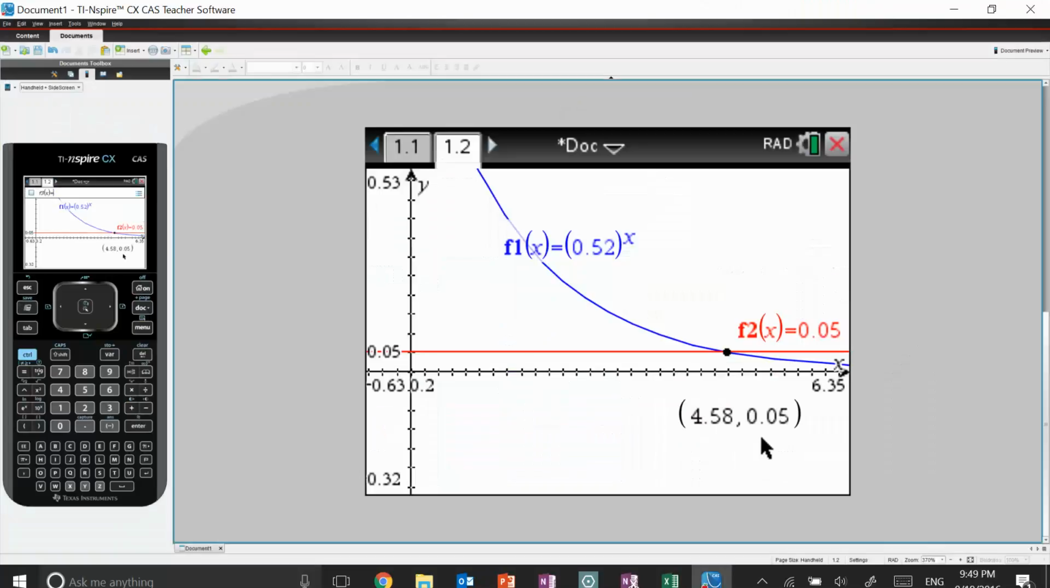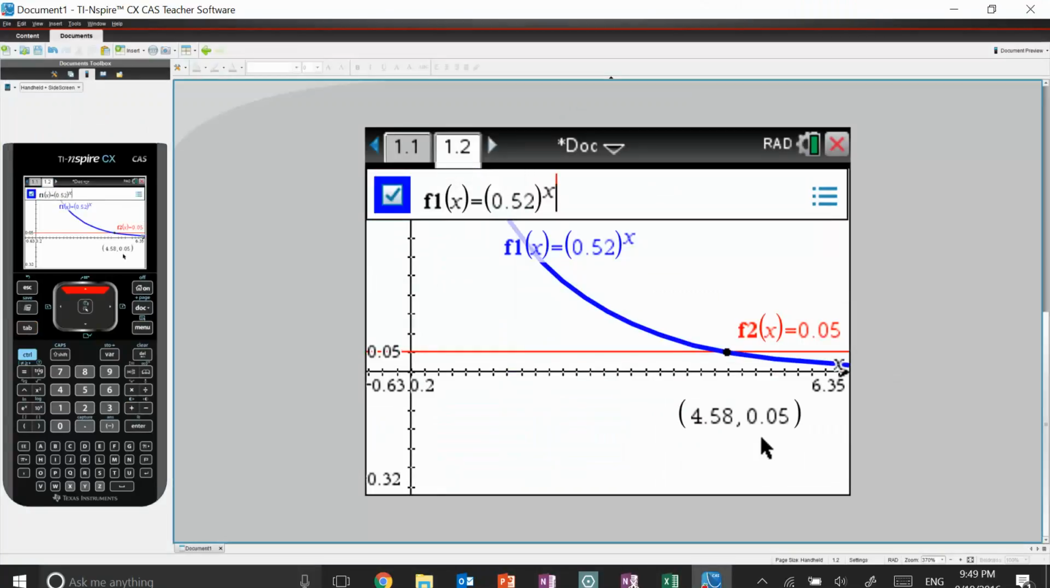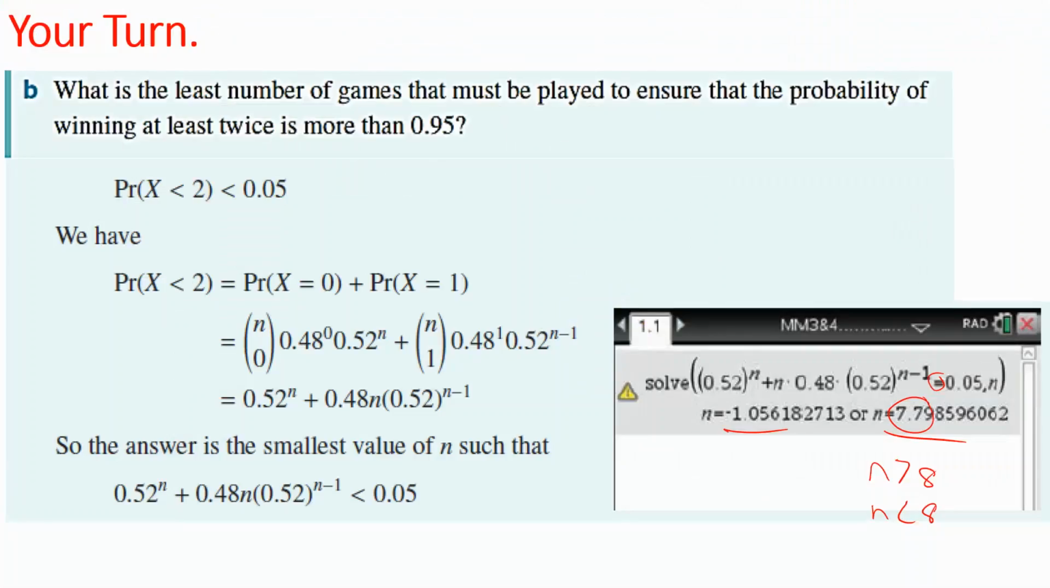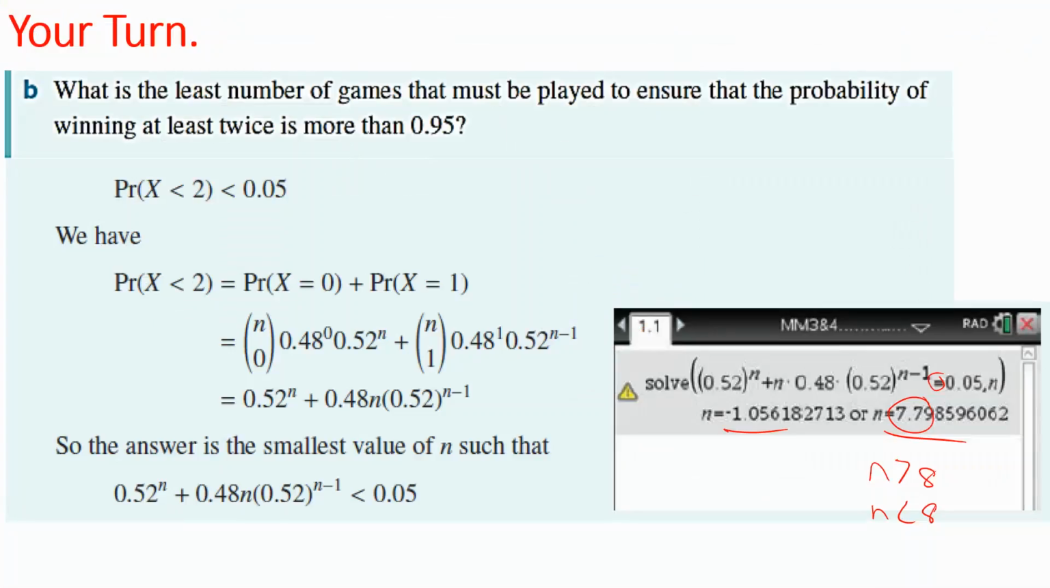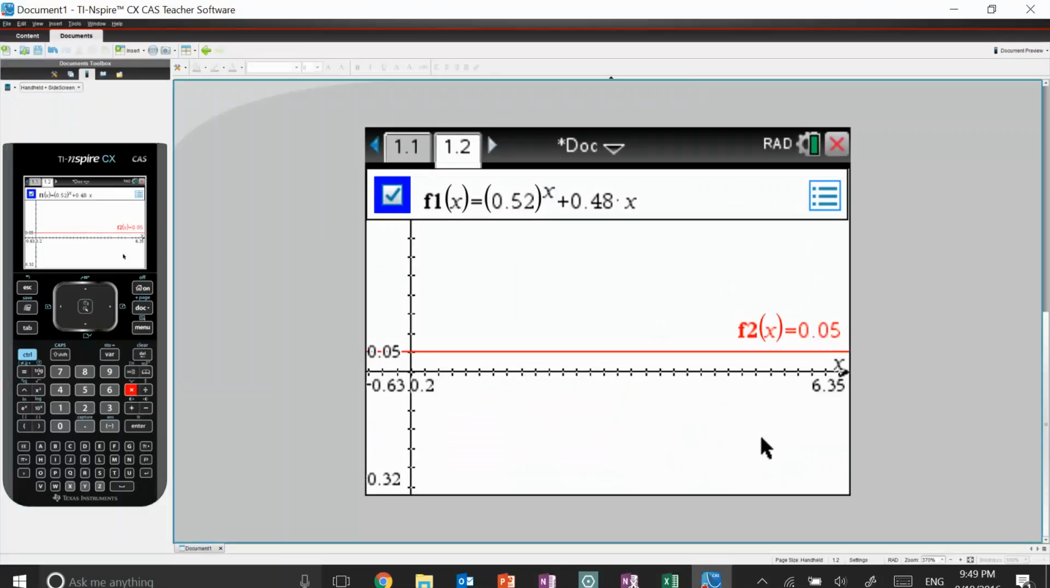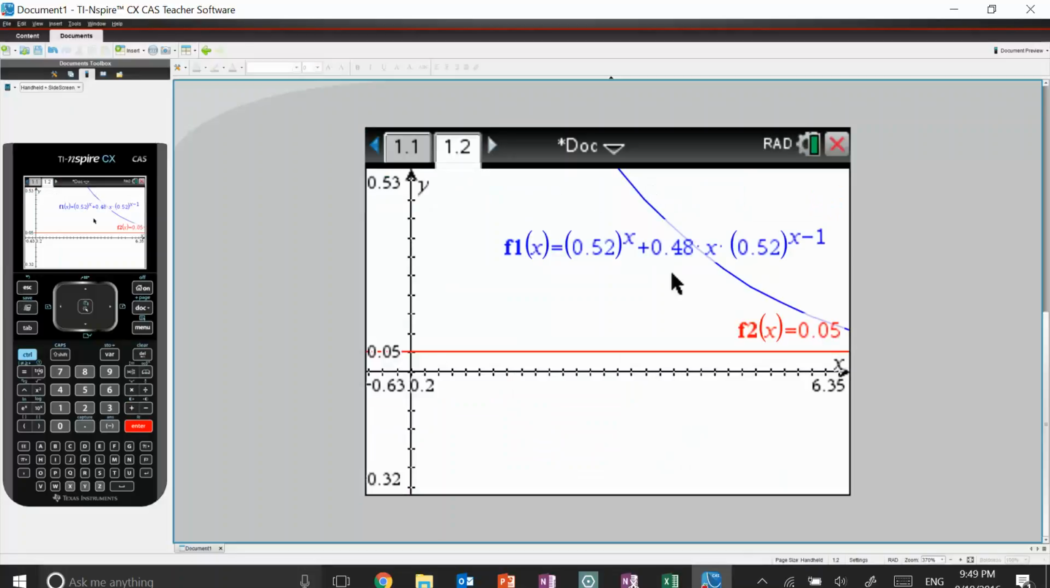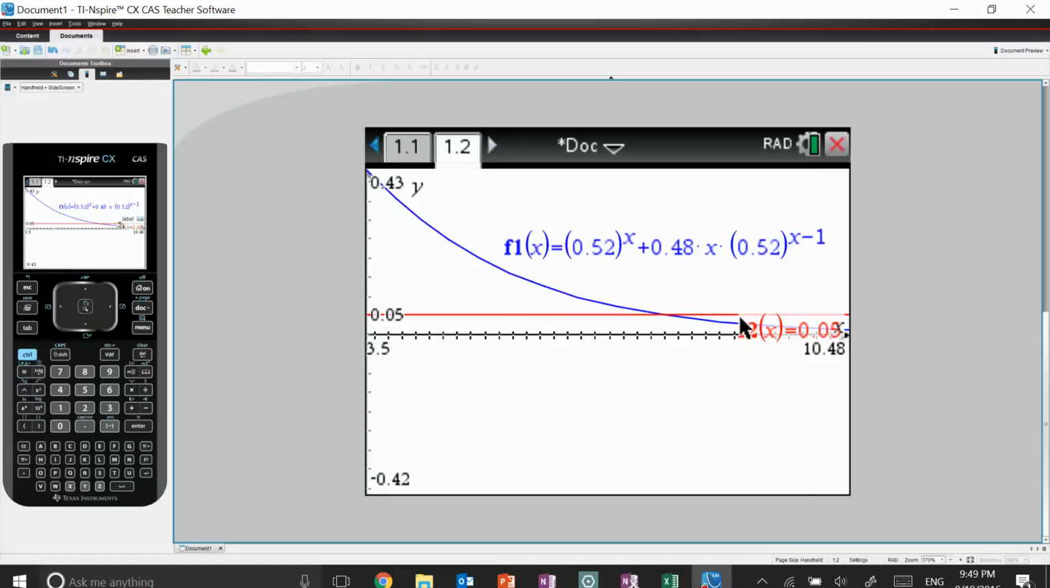I would have gone to the calculator, and it was 0.52 to the power of x, and what was it? It was plus 0.48 multiplied by x. Remember, I changed it to x, and then times 0.52 to the power of, what was it again? x minus 1, was it? Yes, x minus 1. Okay, and here we go. So that's my graph. And there you go. So this is my new graph, and I'm still wanting it to be less than 0.05.